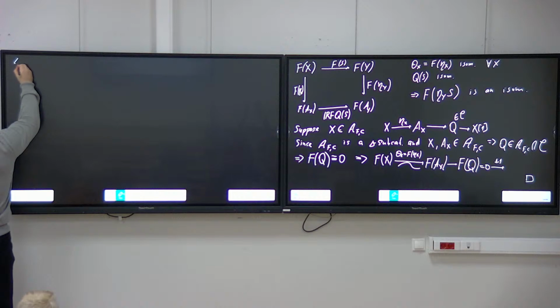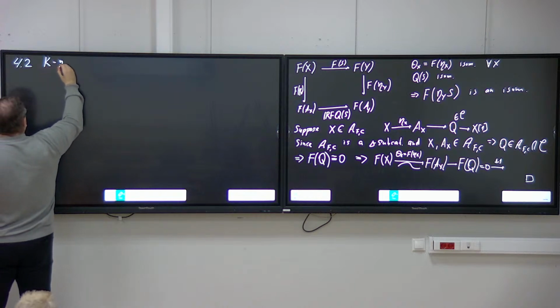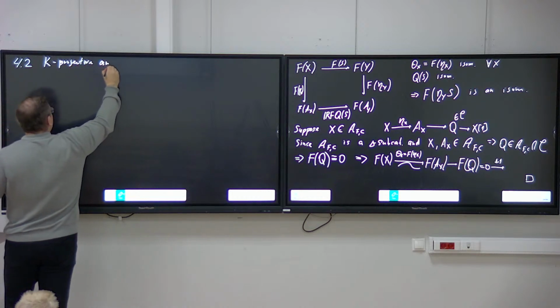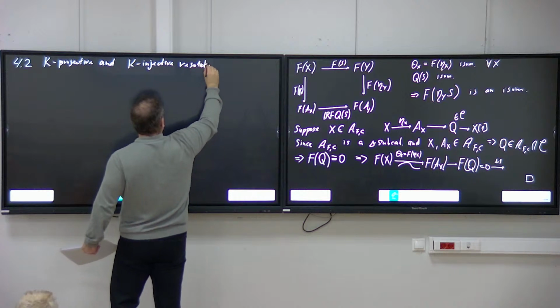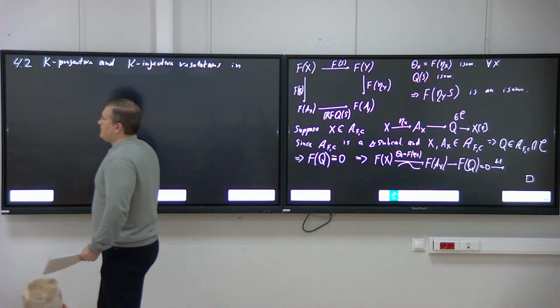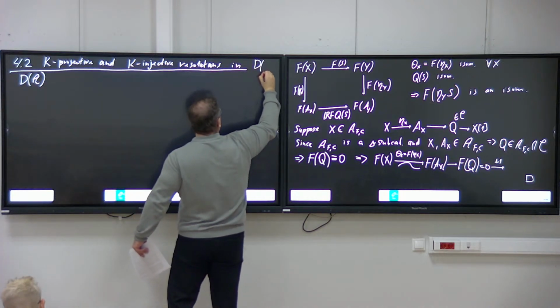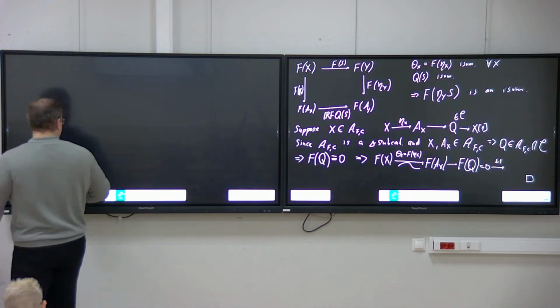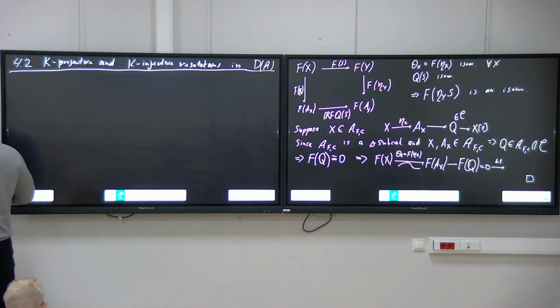Okay, so now I want to start the next section 4.2, and let me call this K-projective and K-injective resolutions, in the derived category. I'm assuming that A is some abelian category, so this is the derived category of A. Essentially in this subsection I want to do more or less automatic, trivial things, what we can get in this theory of K-injective, K-projective resolutions for free before we do some complicated theorems.